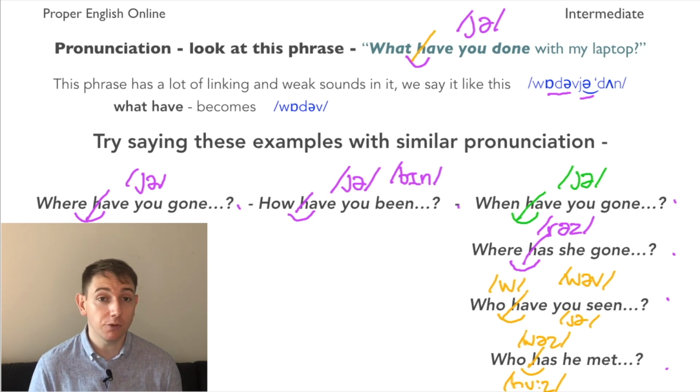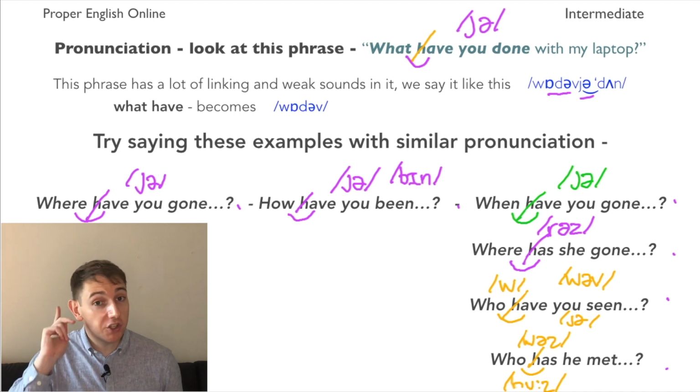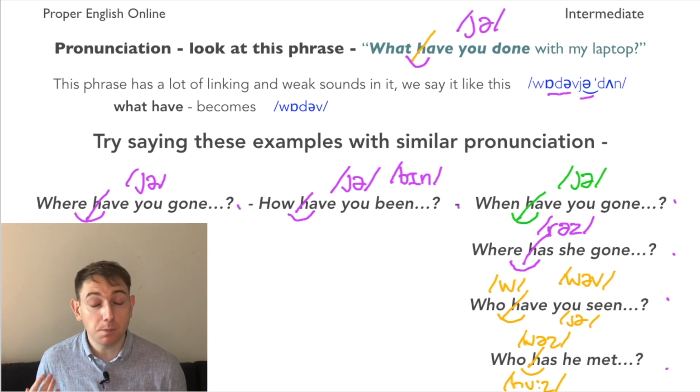Alright guys, this is really quite a hard pronunciation here. Now maybe it's difficult for you to say, but I want you to be able to hear it. That's more important really, so you can understand people when they're talking better. Alright, so let's pause this video and practice saying those, get used to the sound of this.